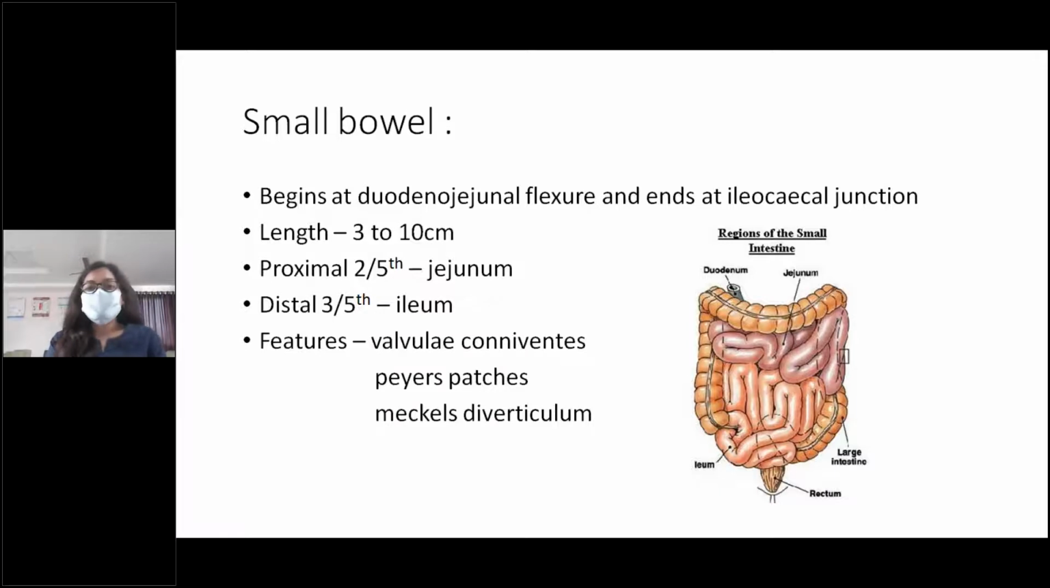Okay. The features of the small bowel are very important. Hope you guys are listening. They are valvulae conniventes, Peyer's patches, and Meckel's diverticulum.